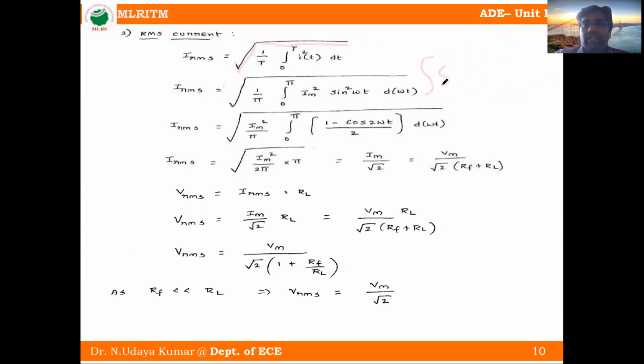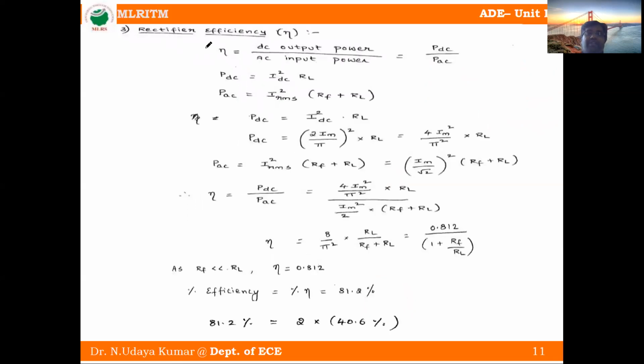This is the formula: the integral of sin square omega t is 1 minus cos 2 omega t by 2. So finally we will get Im by root 2. So the RMS value IRMS is equal to Im by root 2. Similarly, VRMS is equal to Vm by root 2.